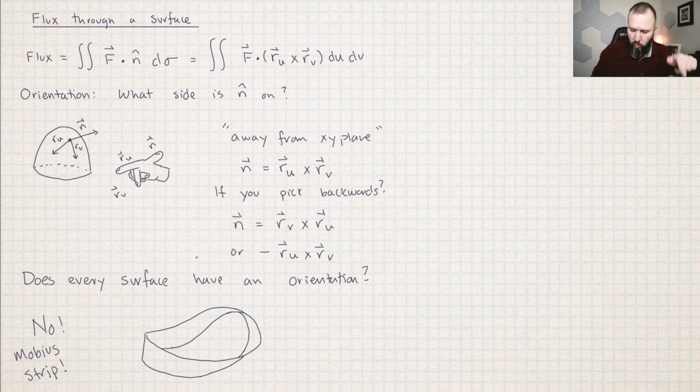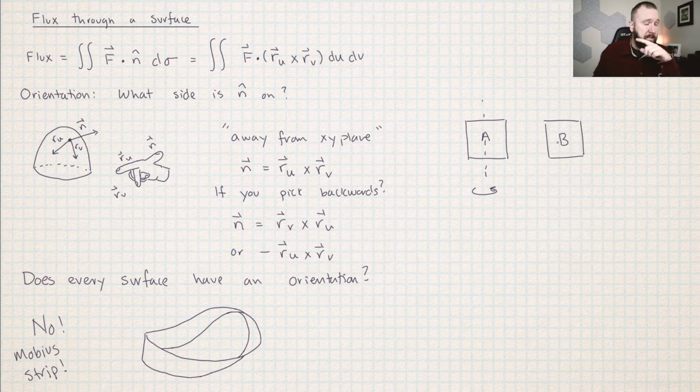So one way that you can think of orientable, or if it has an orientation, is to imagine something like a piece of paper. Okay, and let's suppose that I had a piece of paper and I wrote A on this side, and then I flipped this piece of paper over and I wrote B on the other side. Then this is an example of a surface that is orientable.